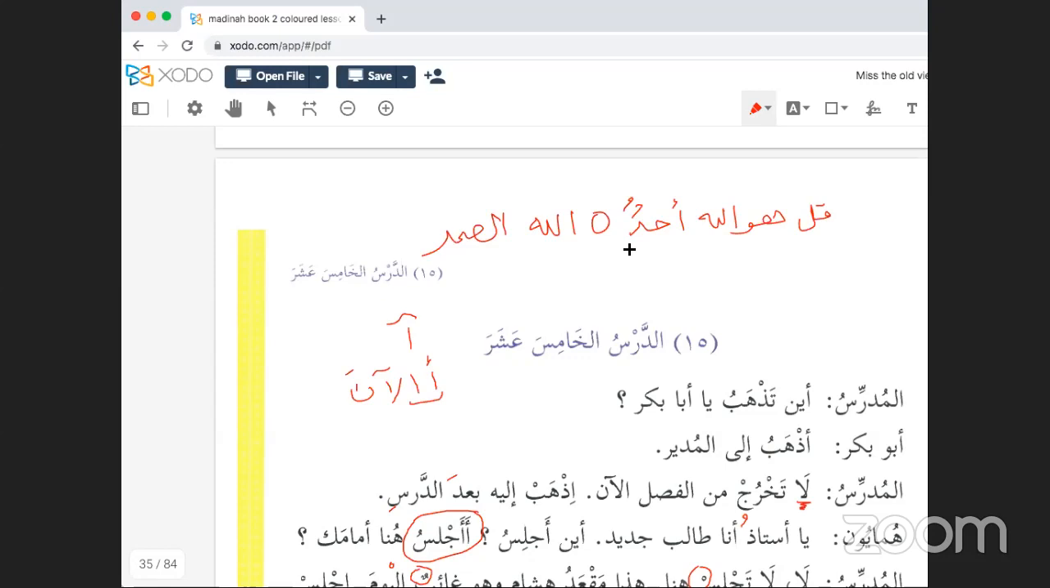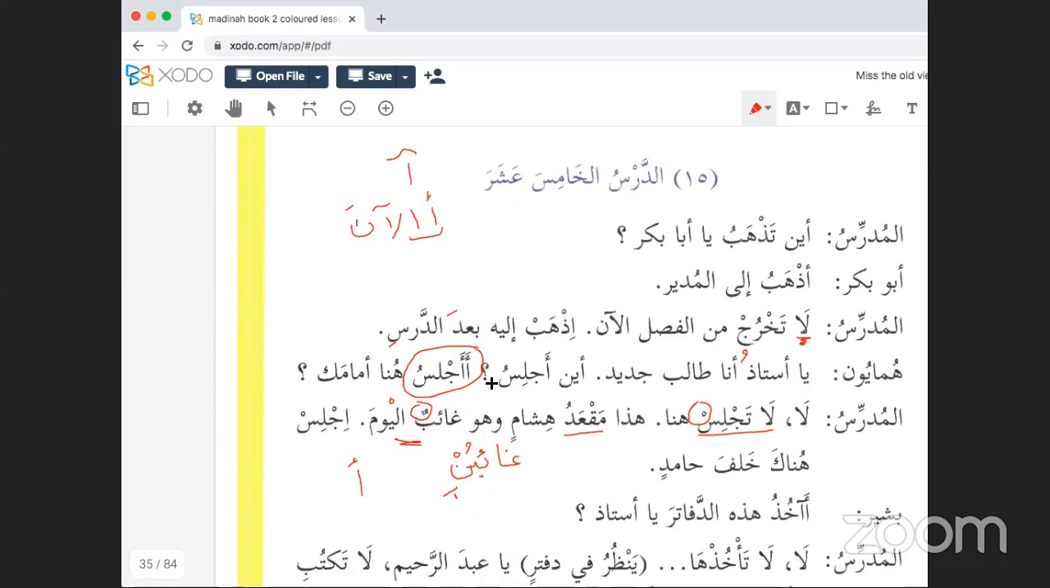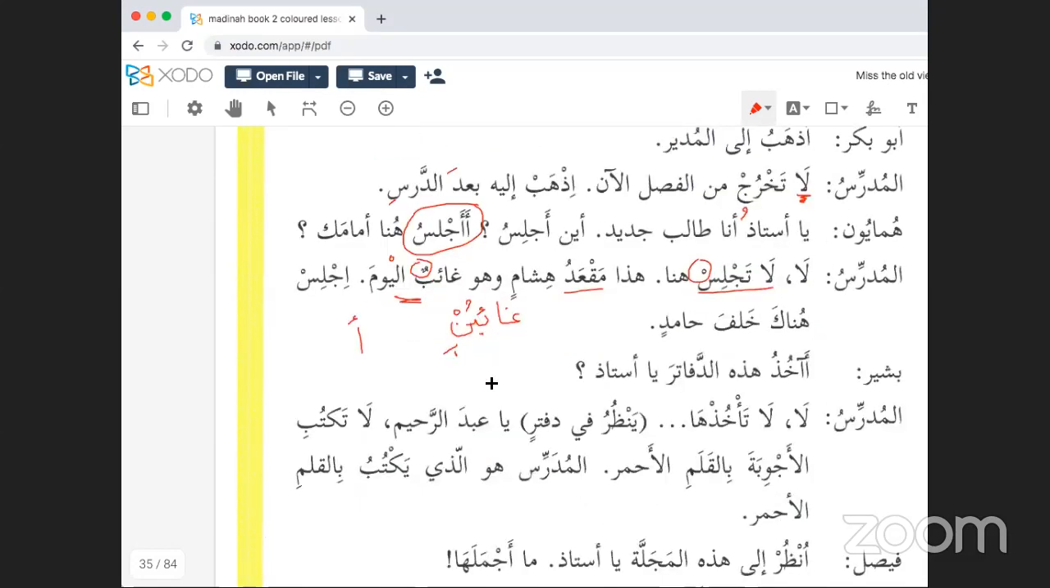Listen out for any reciter reciting Surah Al-Ikhlas fast, you'll find that they're joining it in this way, because that tanween is representative of noon sakin. So well done, Akhi Ayman, for giving us that answer. Barakallah feek. وَهُوَ غَائِبٌ الْيَوْمَ. And he says, اجلس هنا. اجلس هنا فعل أمر. خلف حامد.